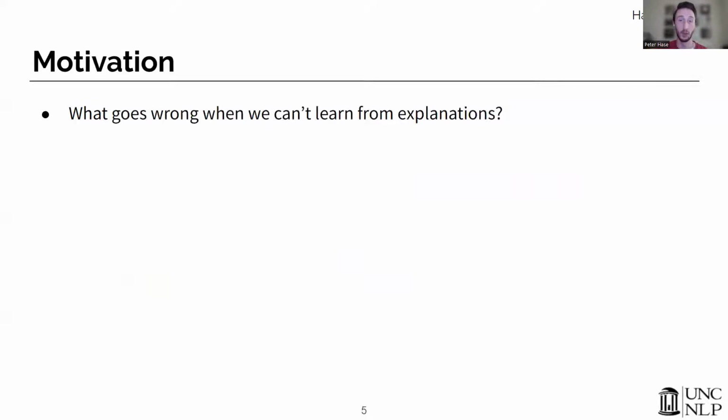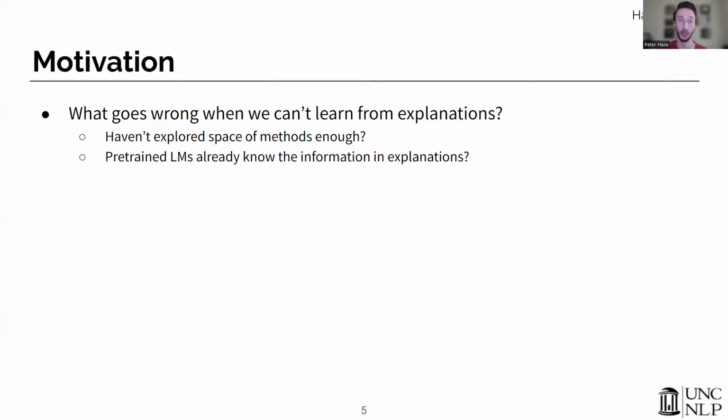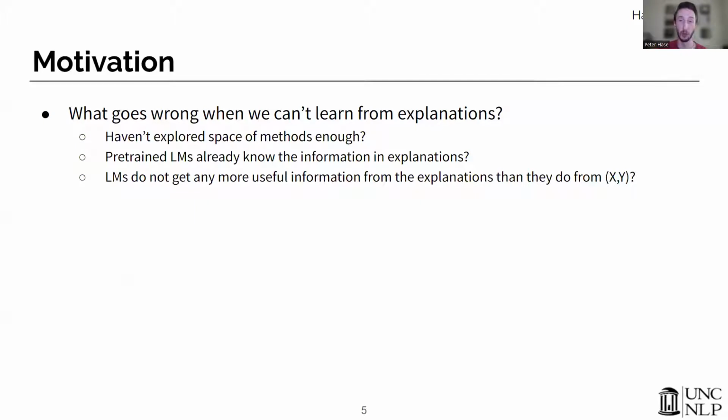So, what goes wrong when we can't learn from explanations? There are often many possible reasons a deep learning method doesn't succeed, and this is no exception. Perhaps we haven't explored the modeling methods enough for these tasks. Or maybe the pre-trained language models people are using already know the information in the explanations and don't even need them. Or language models may not be able to get any more useful information out of the explanations than they already get from the demonstrations, that is, the XY data.